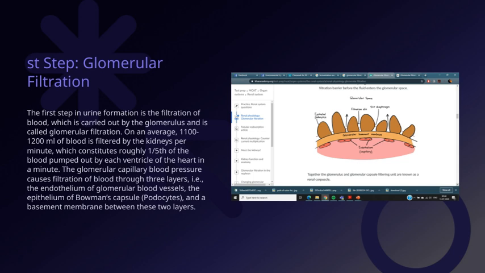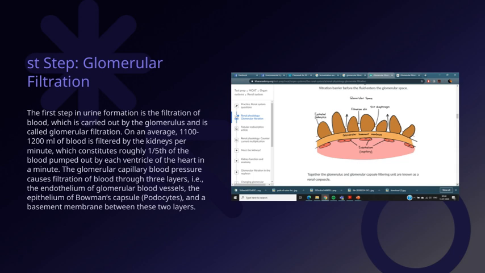The driving force behind this filtration is the blood pressure within the glomerular capillaries. This pressure pushes the blood through 3 key layers. First, the endothelium of the glomerular blood vessels. Second, the specialized epithelium of Bowman's capsule, which includes cells called podocytes. And third, a basement membrane that lies between these 2 layers.